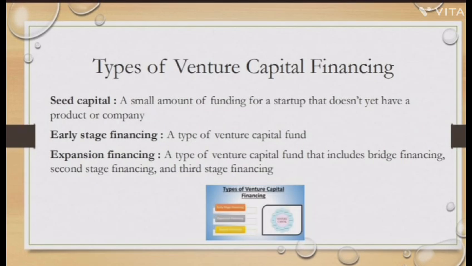Next, we see types of venture capital financing. There are three major types: seed capital, early stage financing, expansion financing. Seed capital, a small amount of funding for a startup that does not yet have a product or a company. Early stage financing, a type of venture capital fund. Expansion financing, a type of venture capital fund that includes bridge financing, second stage financing, and third stage financing.